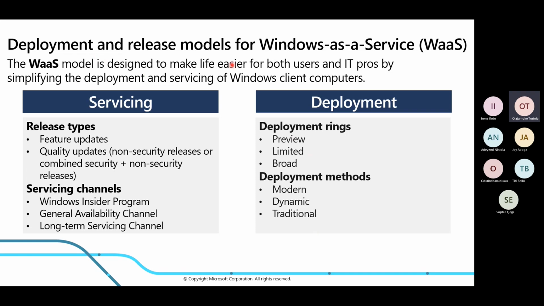So, deployment and release models for Windows as a service. Remember, Windows 365 and AVD are referred to as what? Desktop as a service. Whereas we have Windows as a service. Windows as a service is what a lot of organizations are using today, and is a model that is designed to make life easier for both users and IT pros by simplifying the deployment and servicing of Windows client computers. So you have the servicing types, which include release types, feature updates, quality updates, security releases or non-security releases, or combined security plus non-security releases. Then you have service channels.